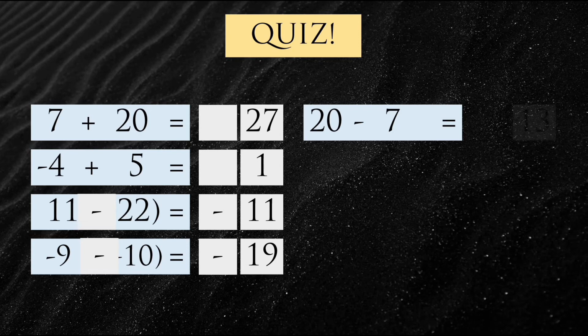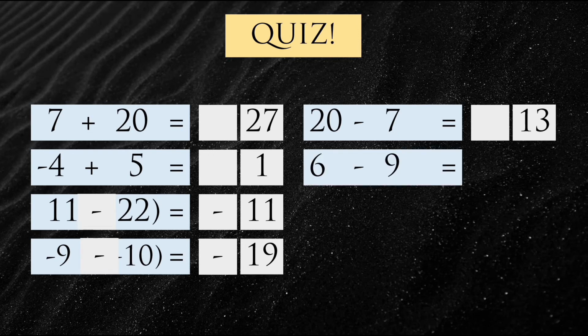The answer is 13, and it's positive because 20 is the larger number, which is positive. So imagine there's a positive sign before number 6, so let's subtract the numbers. 9 minus 6 is 3. And then between 6 and 9, 9 is the larger number, and 9 has got the negative sign. So our answer is negative 3.